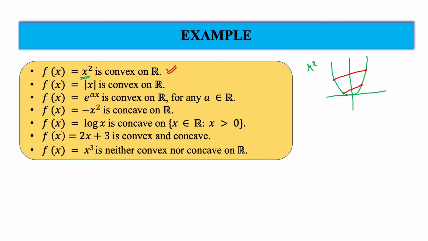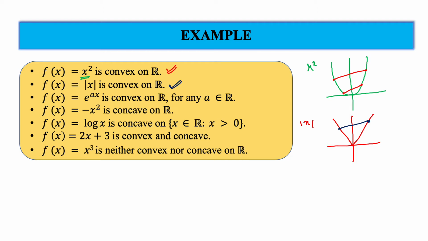Now second, we will see |x|. For |x|, the graph will look something like this, and again you take any two arbitrary points and join them. The chord joining these two points is again above the curve, or it can even be equal to the curve. So this is also a convex function.